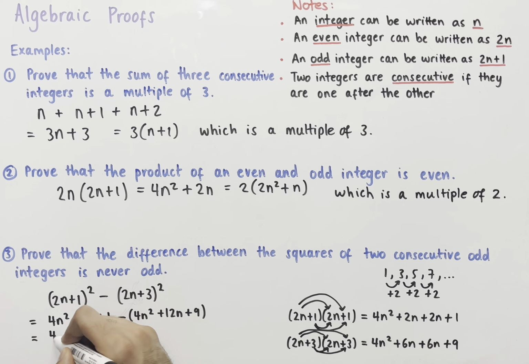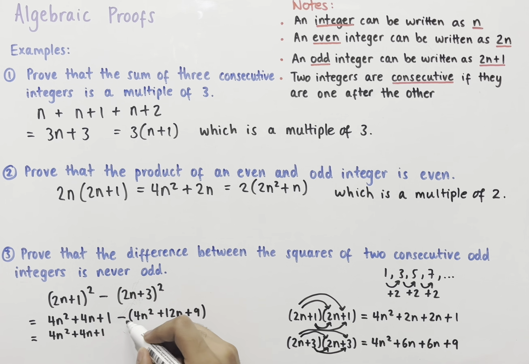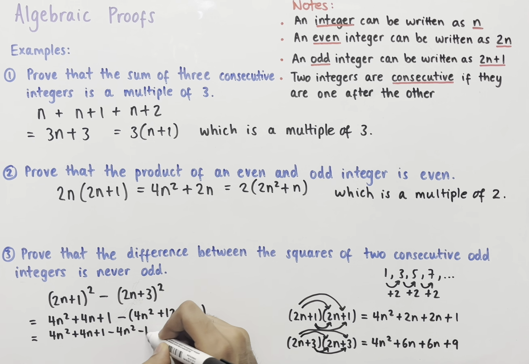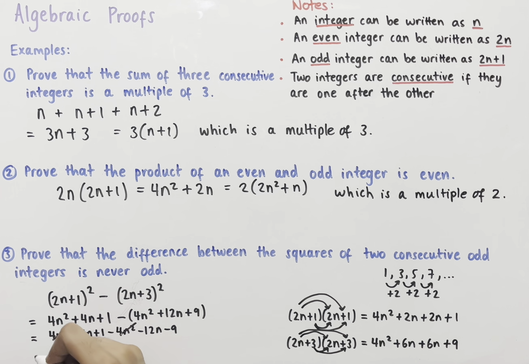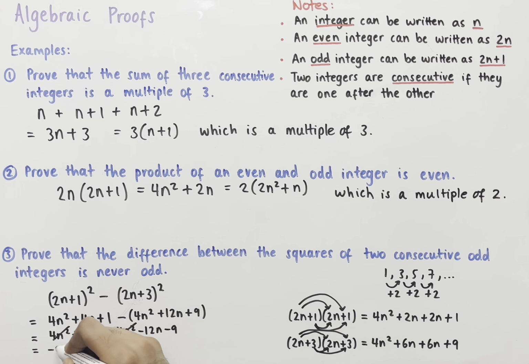Now expanding the bracket, we end up with the following. We have 4n squared plus 4n plus 1, and now we get minus 4n squared, then minus 12n, and then minus 9. We can see that the 4n squareds cancel, and now collecting like terms, we end up with 4n minus 12n, which is minus 8n, and then we have 1 minus 9, which is minus 8.